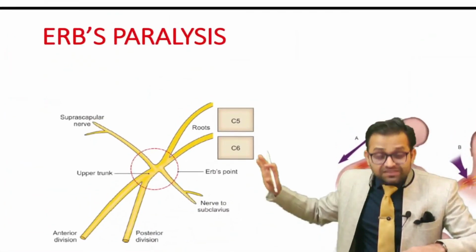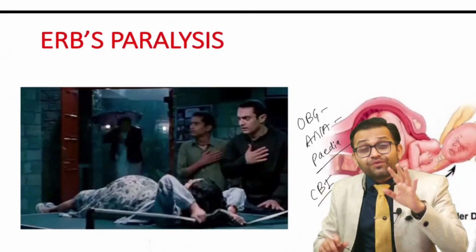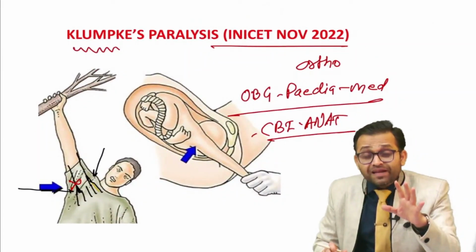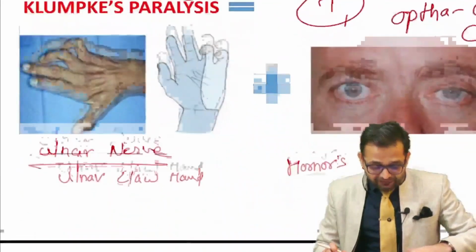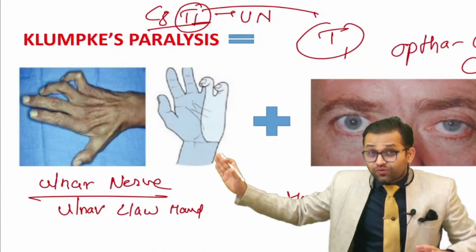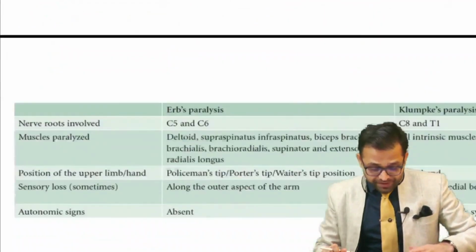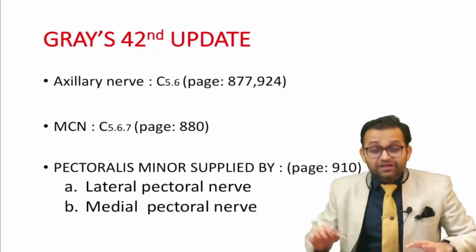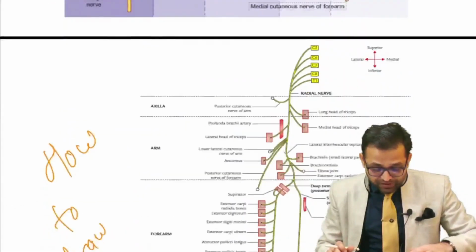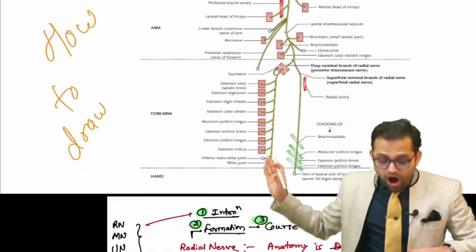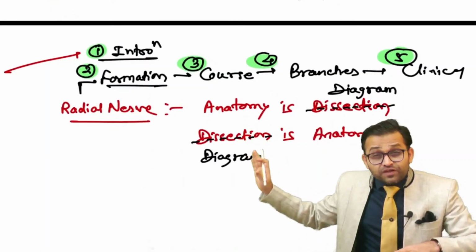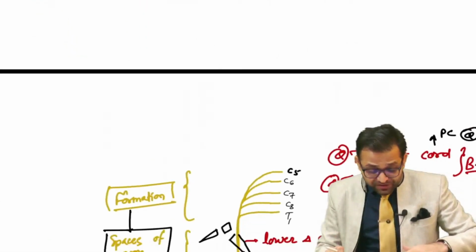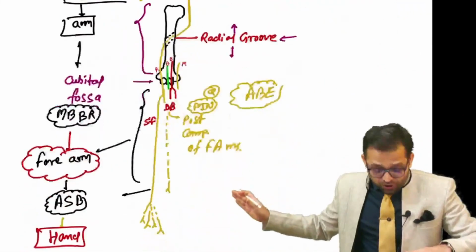And at that time we had seen the clinical Erb's paralysis. Then we had observed the Erb's palsy. Then we had seen the waiter tip hand, policeman tip hand, and Klumpke's paralysis. Please go for the previous session. And after that, we had seen Klumpke's paralysis is equal to ulnar claw hand plus Horner syndrome. And during all the discussion, we had seen the Gray's Anatomy 42nd edition updates, the different information we had collected. And during that time, the radial nerve course, how to draw, how to write down during the first prof university exams, what are the different headings, how to remember in the flow chart way, what are the different tricks and mnemonics we had seen, and diagrammatic presentation also we did.